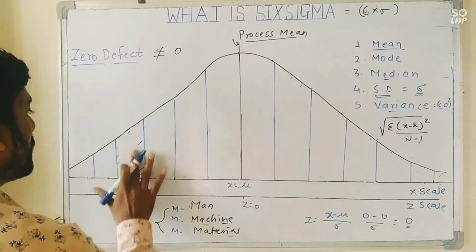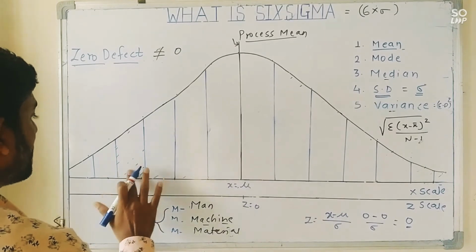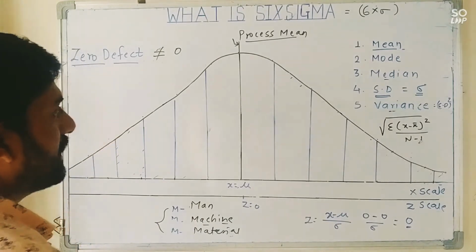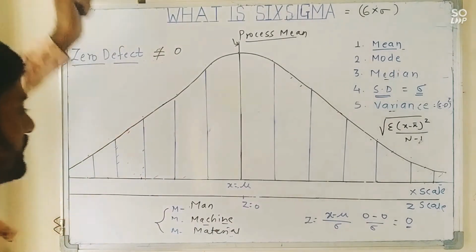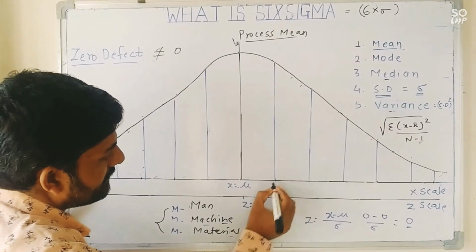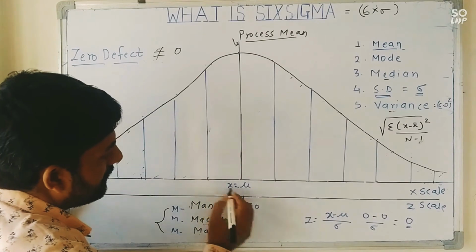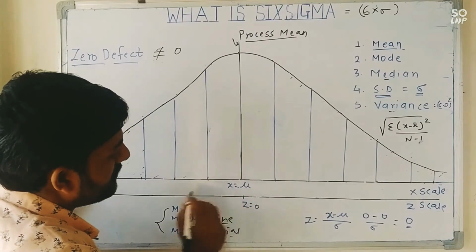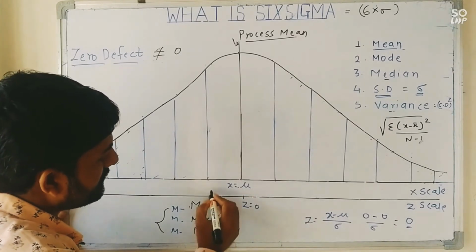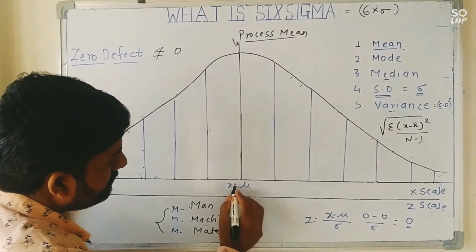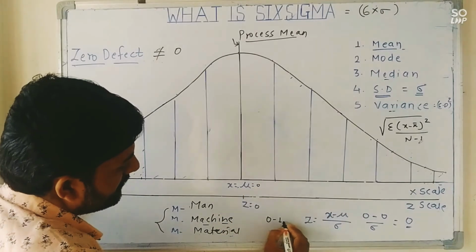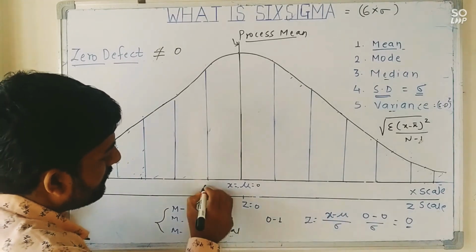So z scale is used to find out the particular region response that can be done with the help of z scale. Now moving towards 6 sigma. Let us consider if we subtract one standard deviation from the mean, the value of x minus mu is equal to 0. 0 minus 1 standard deviation, so it will come minus 1.